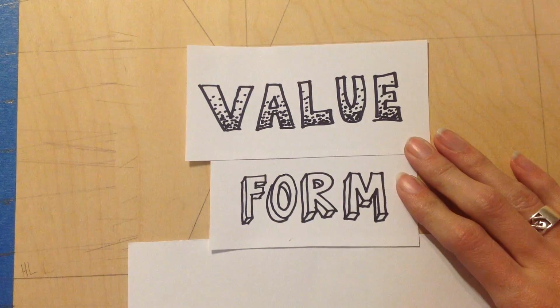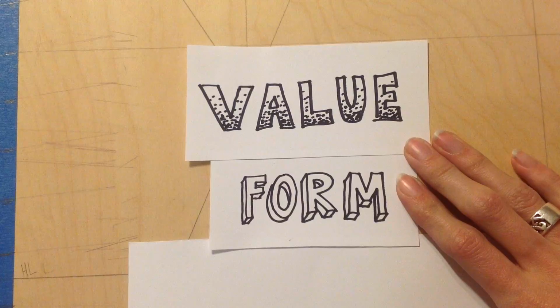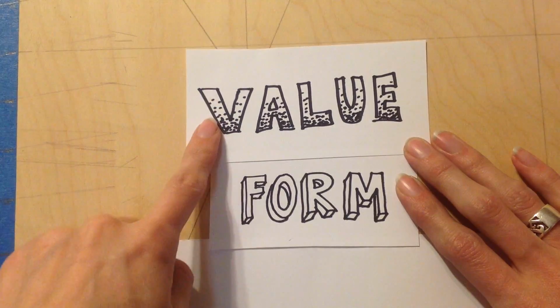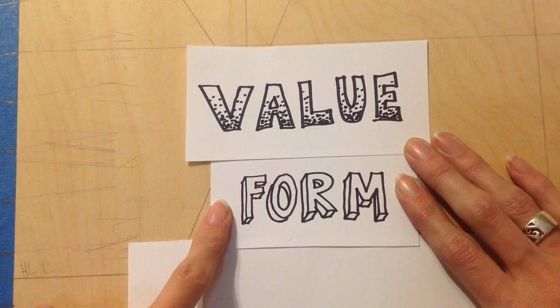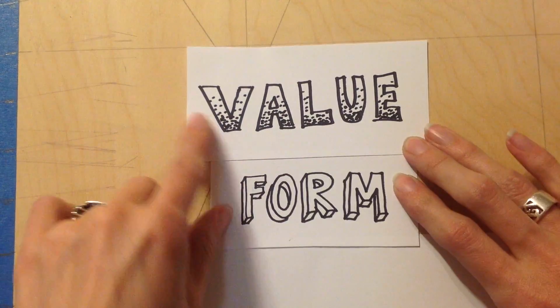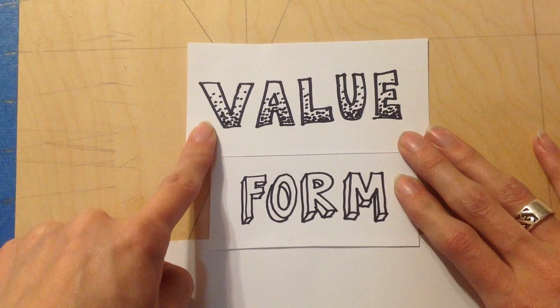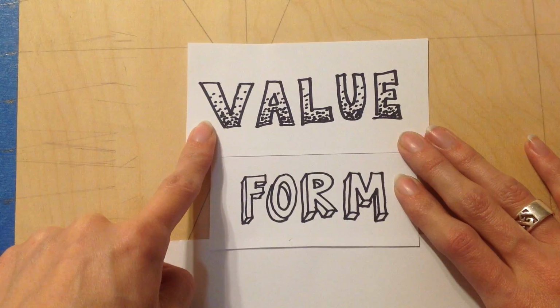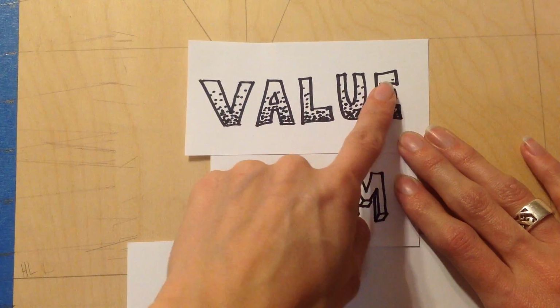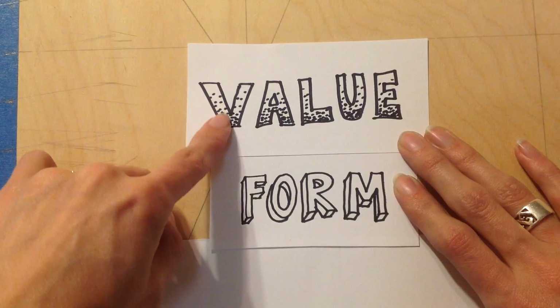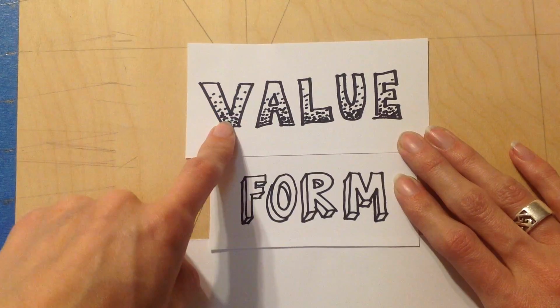Hello class. Today we are going to create a still life drawing that uses value to show form. So you need to know what value and form are. Value has to do with how light or how dark something is. So I'm showing value on the word value here by showing it lighter here and darker here with more dots.